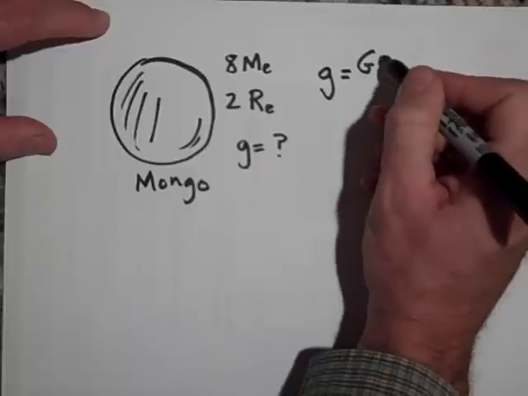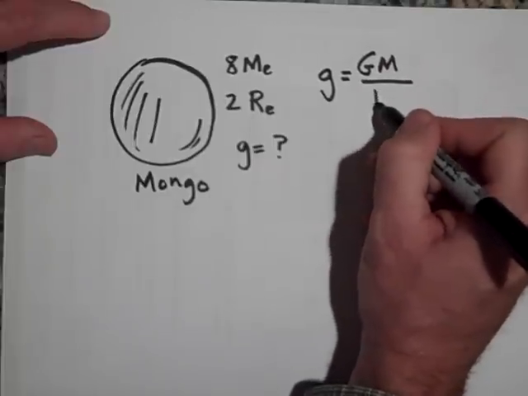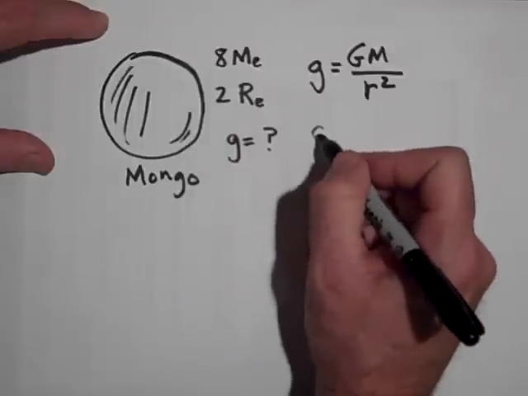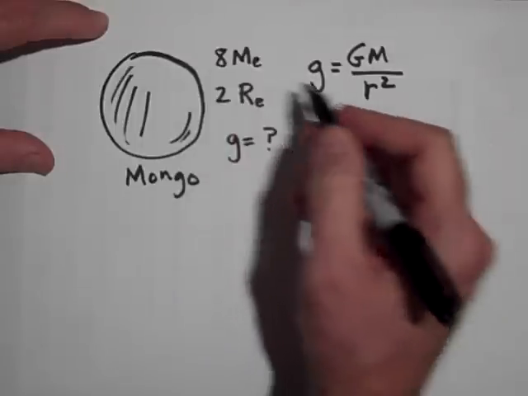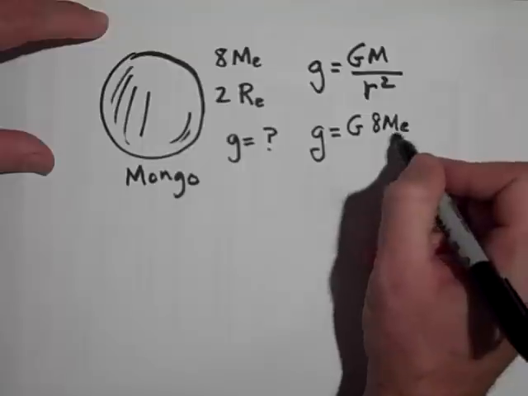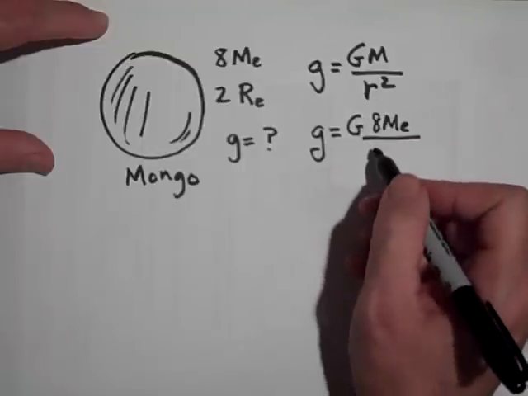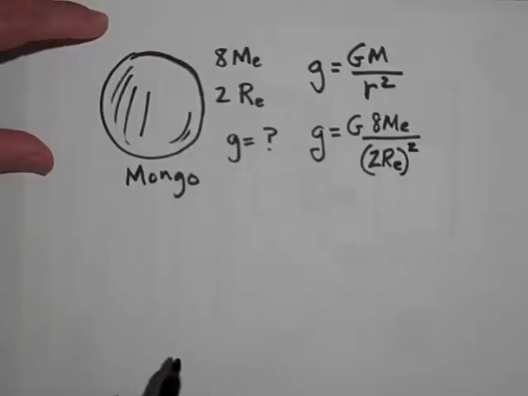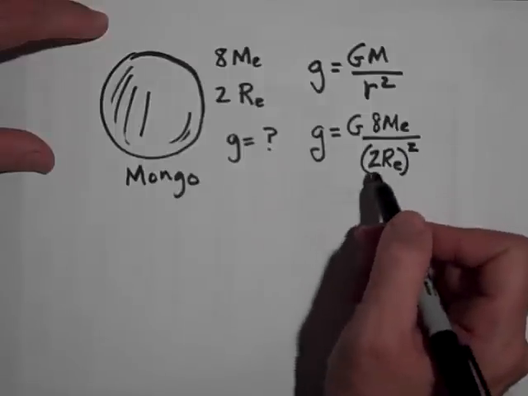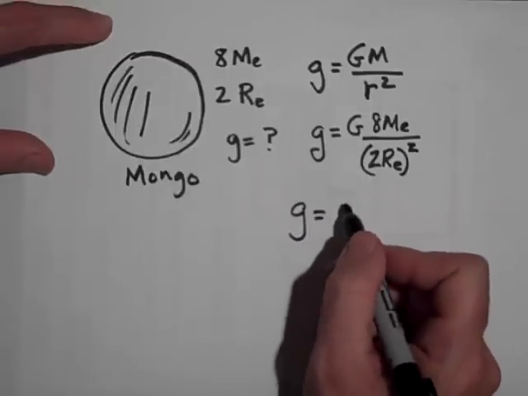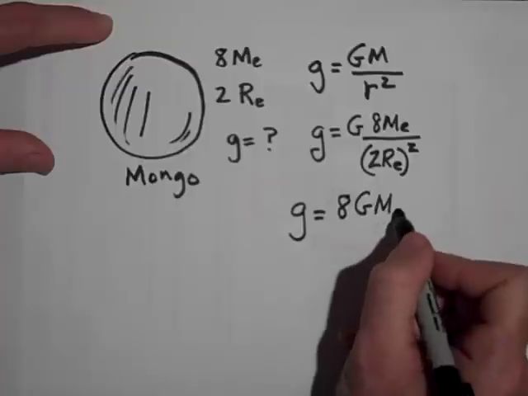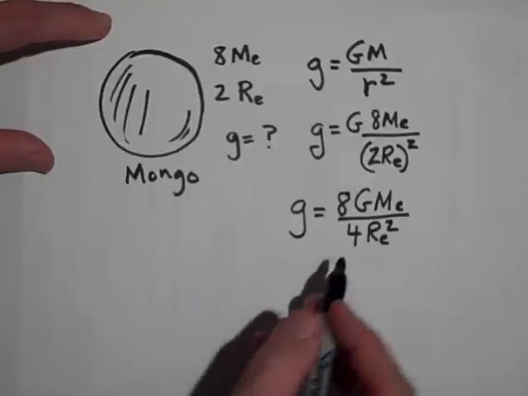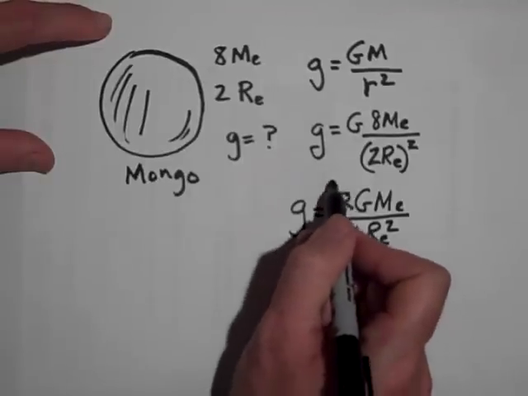is given by this equation. And so what I'm going to do is I'm just going to put in the g for this planet is going to be equal to 8 M_E divided by 2 R_E squared. So if you square this, it's going to be g is equal to 8 G M_E divided by 4 R_E squared. So we can cancel out the 4 and a 2 here.